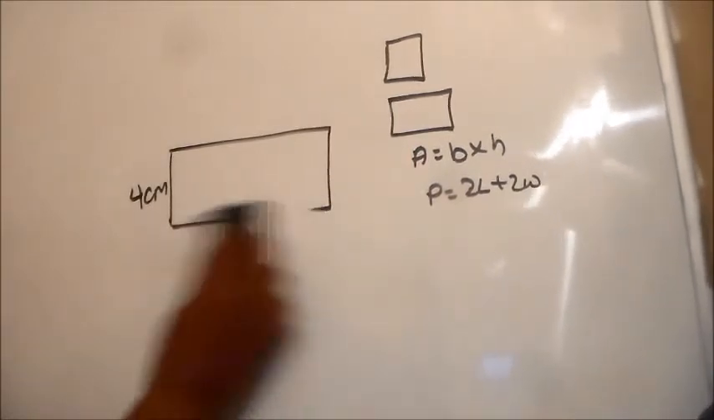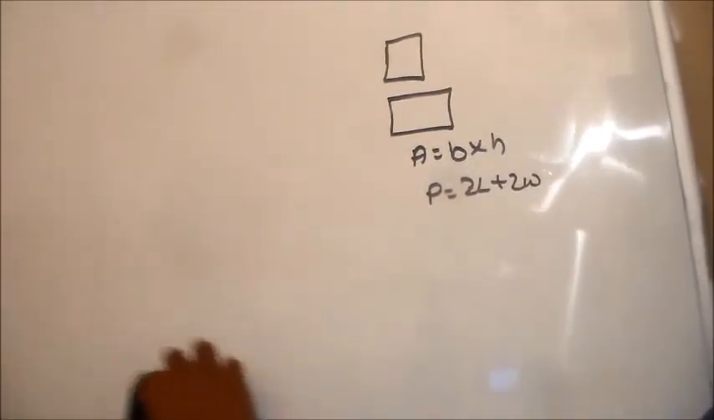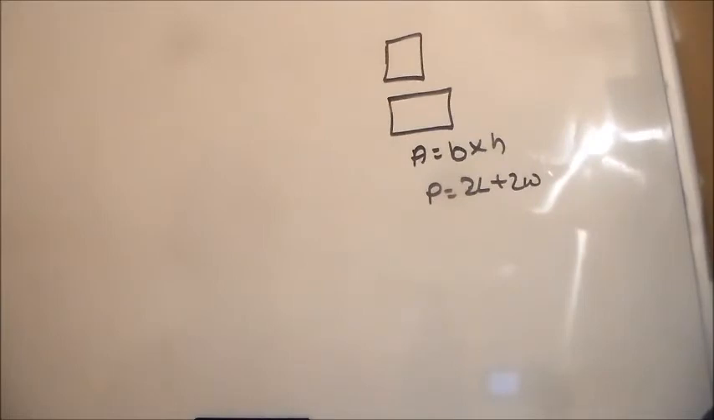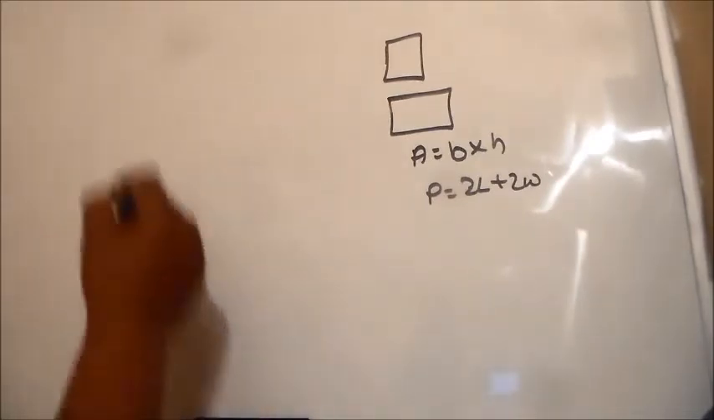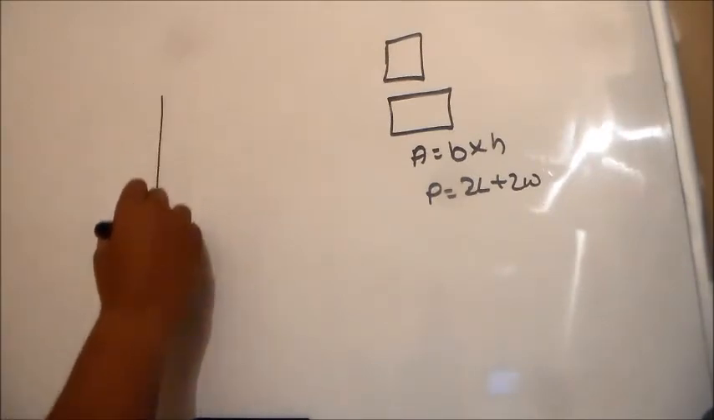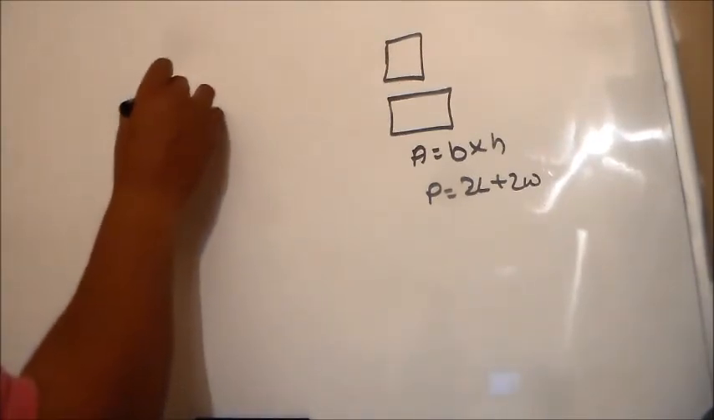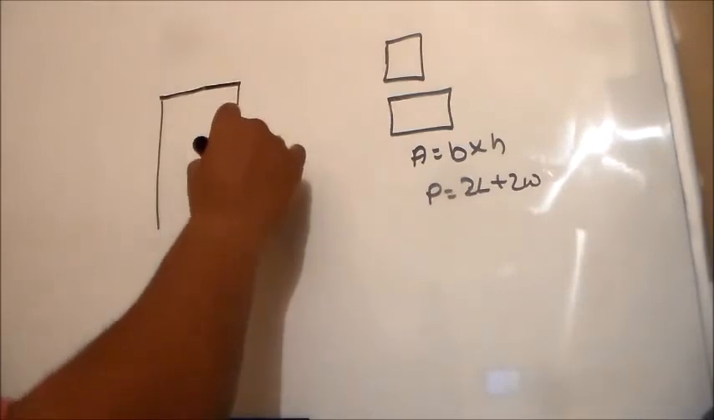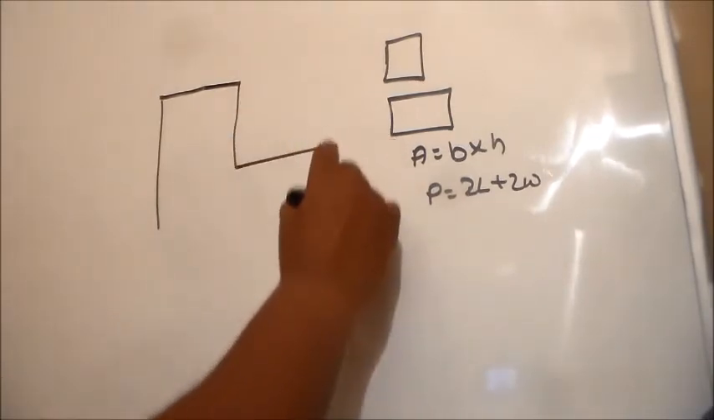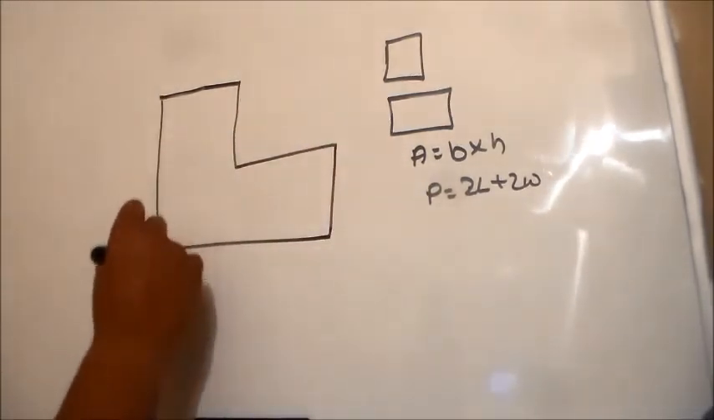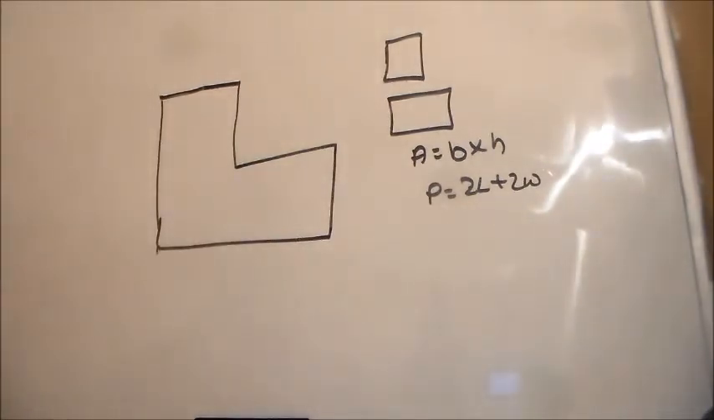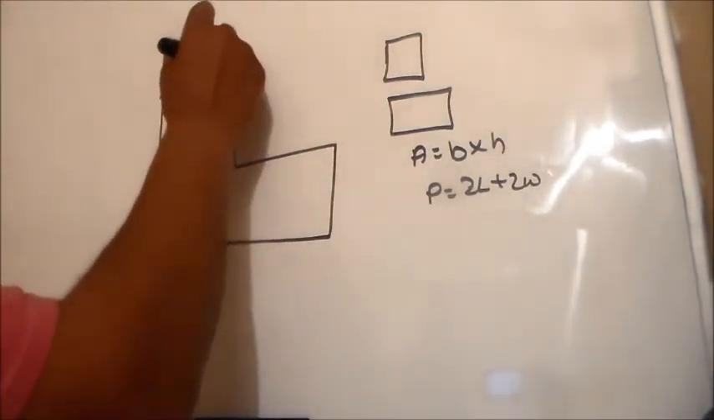But now, another situation you could run into, yeah, they get a little nasty sometimes. What they'll do is they'll give you a shape like this. And then they'll give you some sides and they expect you to figure out the rest.